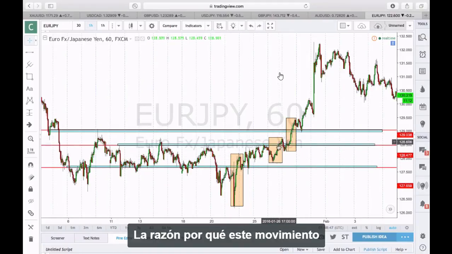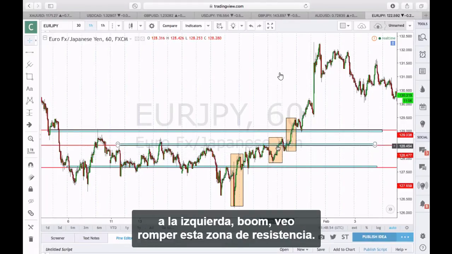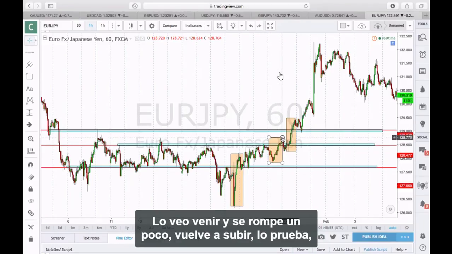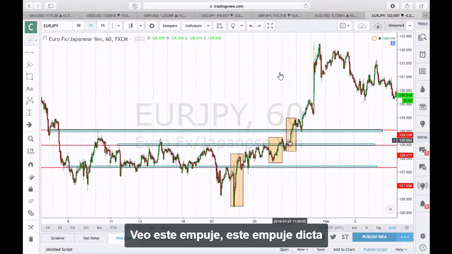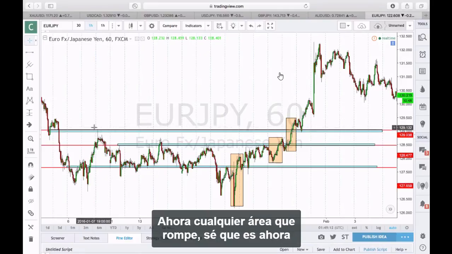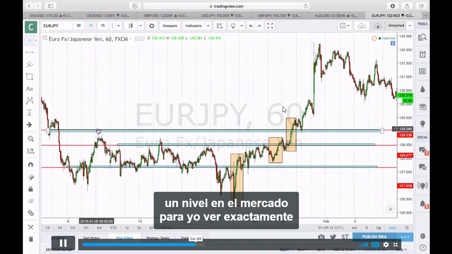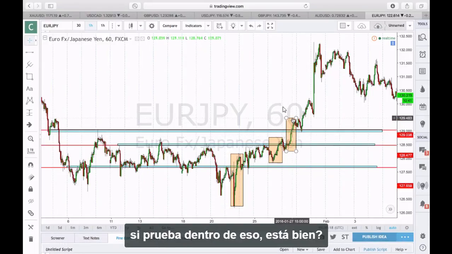The reason why this move is so important is because I see it break, using my horizontal and vertical crosshairs to the left. Boom, I see it break this area of resistance. It breaks it a little bit, comes back up, tests it, closes above it. So now it is the newfound floor. I see this push. This push dictates which area that it breaks. Whichever area that it breaks, I know that is now a level within the market for me to watch to see exactly if it tests within that area.